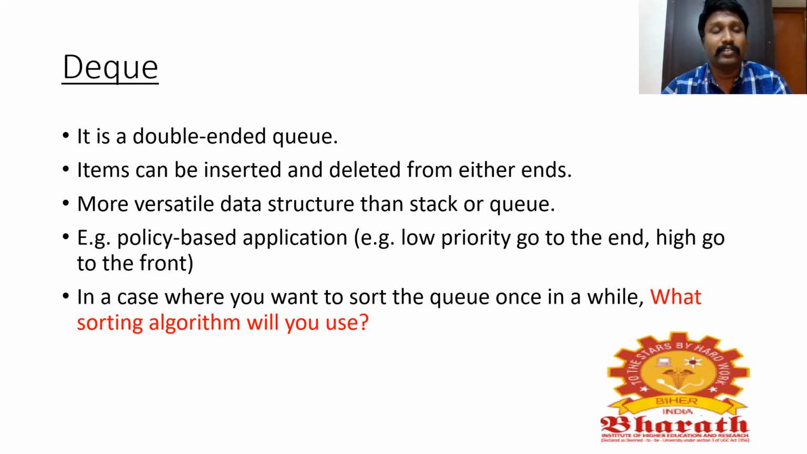The double-ended queue is also called DQ. A DQ is a double-ended queue. Items can be inserted and deleted from either end. It is a more versatile data structure than a stack or queue.